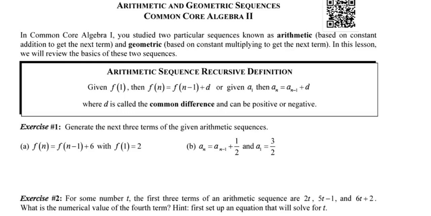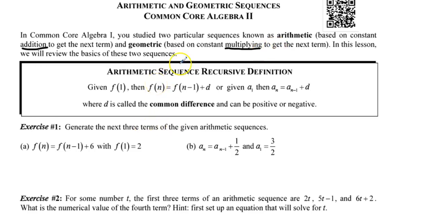In this recording, we're going to learn about arithmetic and geometric sequences. If that's new to you, basically there's two particular kinds of sequences that are named. Arithmetic is based on constant addition. So if you just think arithmetic, add. Geometric is constant multiplication, so geometric has to do with multiplying by something to get to the next term. So let's start with arithmetic.